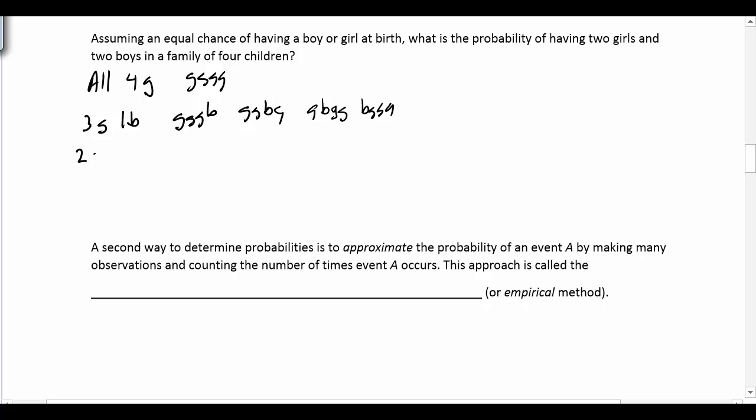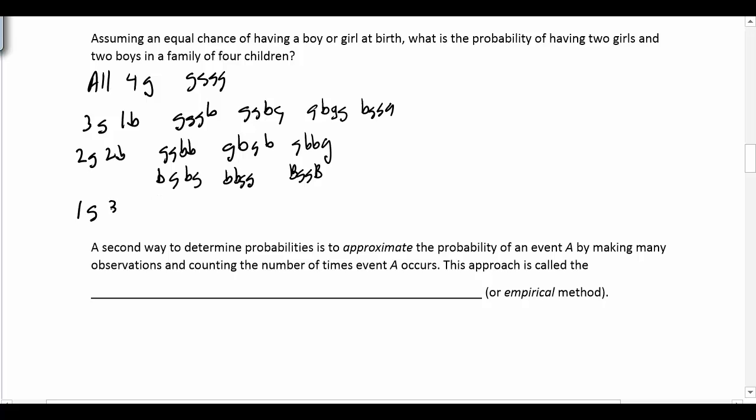I could have 2 girls and 2 boys. So maybe I have the girls first. Maybe I have a girl first, and then a boy, and then a girl, and then a boy. Maybe I have the girl, 2 boys, and then a girl. Maybe I have the boy, girl, or boy, boy, girl, girl, or boy, girl, girl, boy. Okay, so there are 6 possibilities for that.